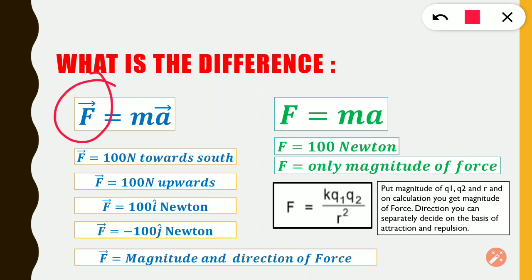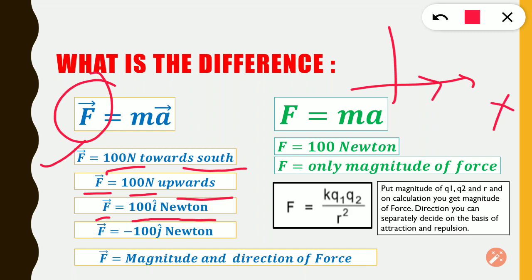see, a few examples are listed here. The first example says the force is 100 Newton towards south. The second example says force is 100 Newton upwards. Force is 100 I cap Newton. Recall vector concept. 100 I cap Newton means it is 100 Newton along I cap, the direction of I cap. Or you can say in other words, it is a force of 100 Newton along positive x axis. Just recall, this is positive x axis, and along positive x axis we have defined a unit vector as I cap.